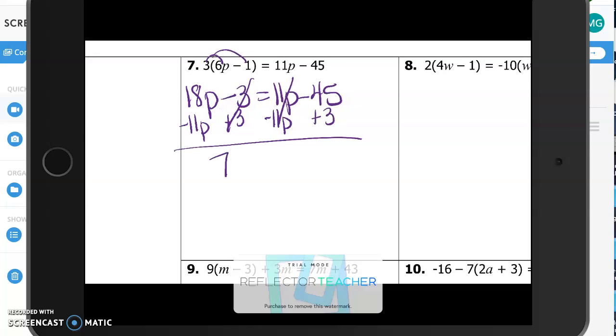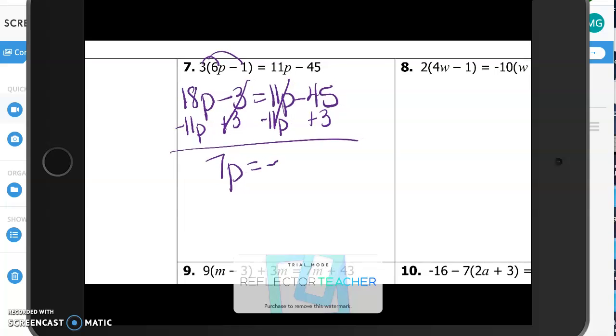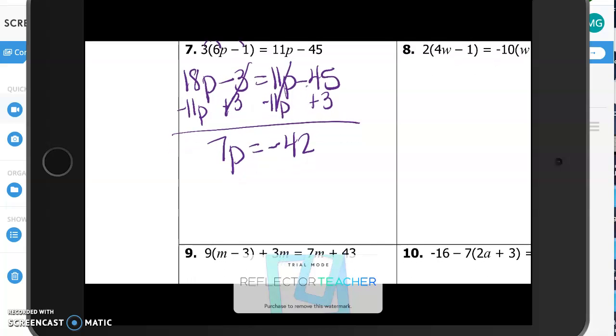We would have 7p is equal to negative 42. Make sure you're careful. Negative 45 plus 3 is negative 42. Divide by 7, p equals negative 6. Again, when you're checking, you'd plug negative 6 into here, type it in exactly as it looks. Type it in over here. Make sure those two are the same answer.